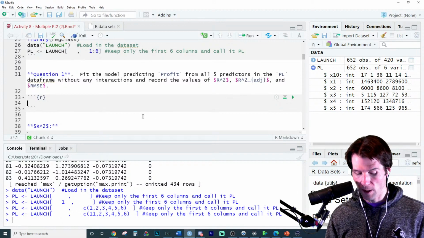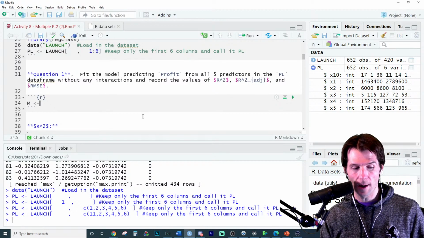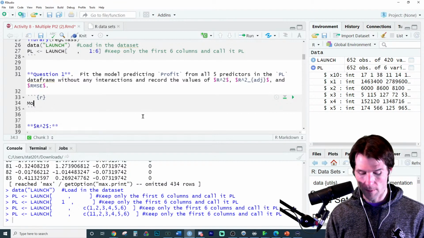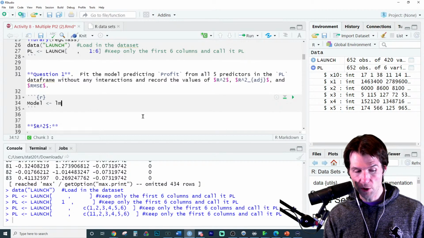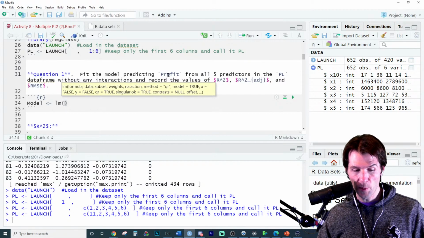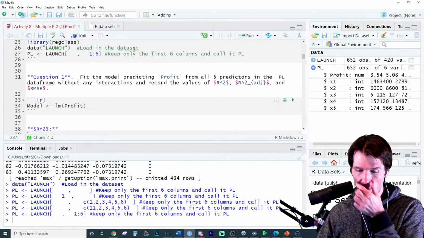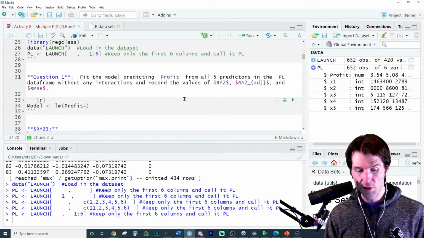And so when we fit a model, right now we're fitting linear models. We're going to store it into an object. We usually call it M for model. If you really want, you could call it model. And so now we're storing lm, and we are going to predict profit from all 5 variables. We're going to take profit from all the variables. This is tilde dot.